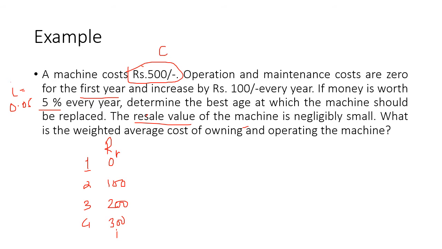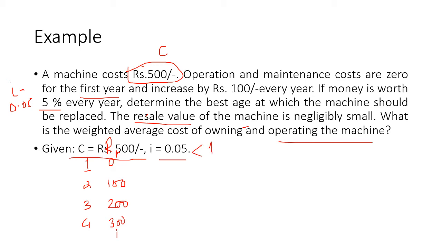So what is the weighted average cost of owning and operating the machine? Ultimately we want to find out when the machine should be replaced. So this is the given data. The capital cost of the machine is 500 and the interest rate is 0.05. I will always be less than 1.